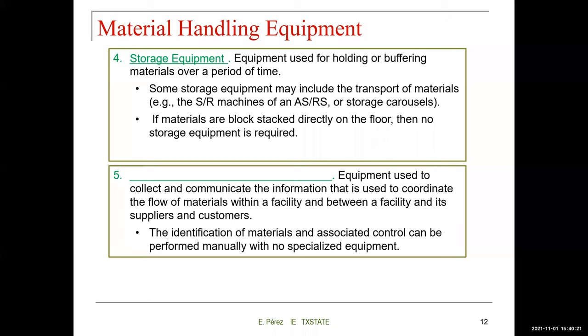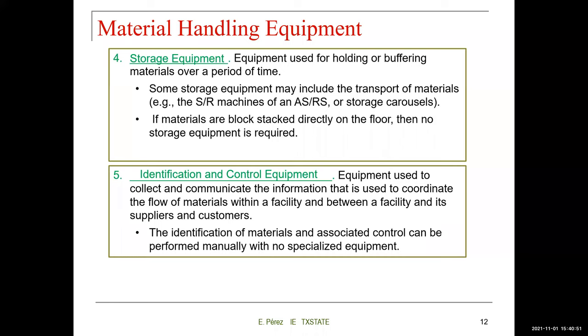Some storage equipment might include the transport of materials, for example, the AS/RS, or storage carousels. If materials are block stacked directly on the floor, no storage equipment is required. So basically this is where you have a production line and you have materials coming in. So you need a place to store them until they're used. So that's where the storage equipment is used.